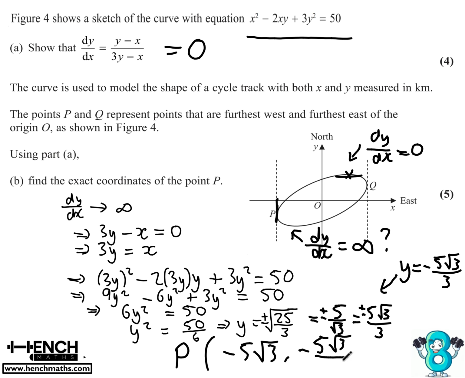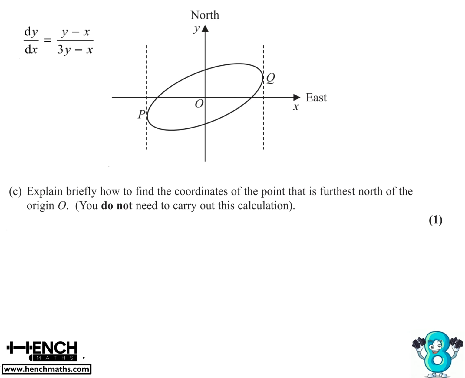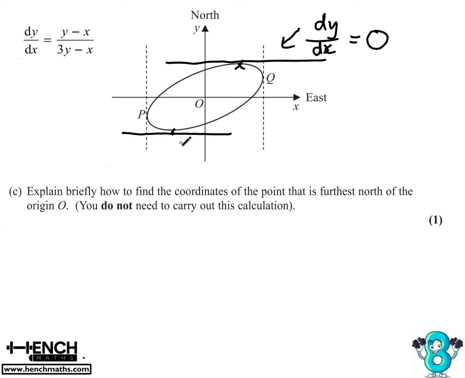In part C, we need to explain briefly how to find the coordinates of the point that's furthest north of the origin, but we don't actually need to calculate it. The point that's furthest north will be up here, and that's a bit like a maximum point. The key thing here is that dy by dx, the gradient, would be 0. There's also this other point down here which would also have dy by dx at 0, so the point furthest south. So what would we do?